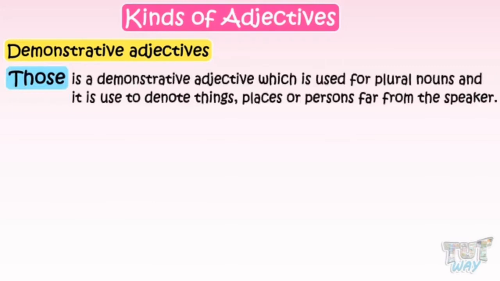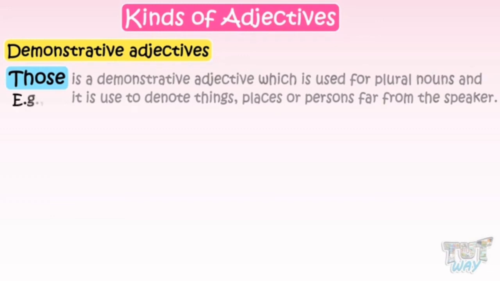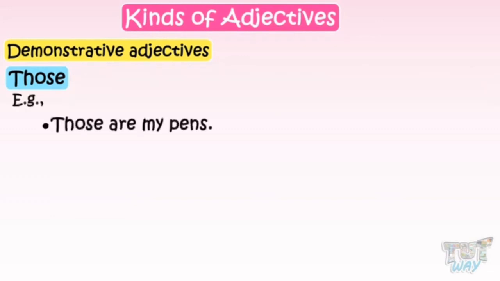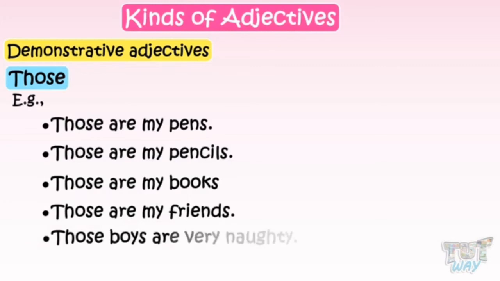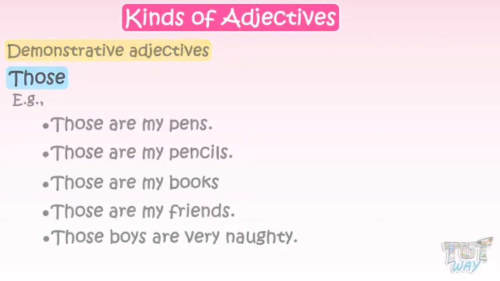Those, which is the last demonstrative adjective, of course, is used for plural nouns and is used to denote things, places, or persons that are far from the speaker. For example, those are my pens. Those are my pencils. Those are my books. Those are my friends. Those boys are very naughty. Okay? So, we talk about things that are far from where we are.